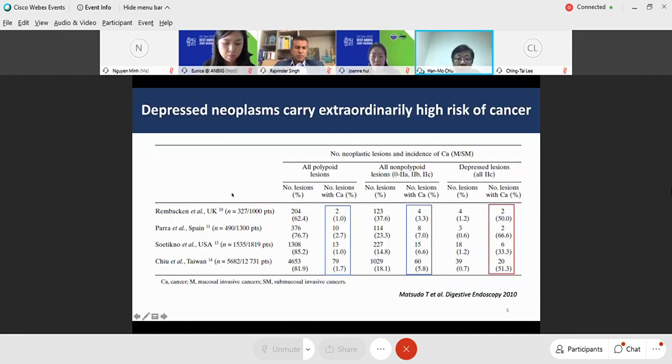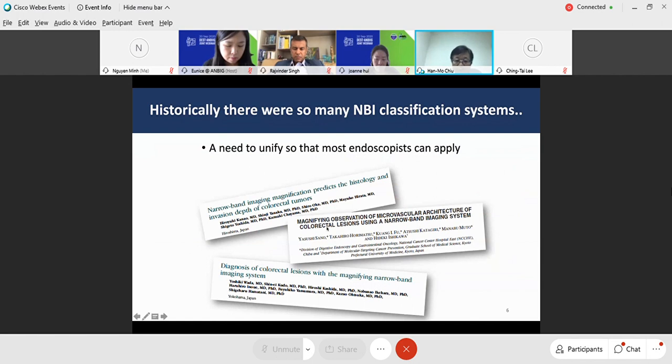So another important morphology is depressed morphology, including the Paris 2C, 2A plus 2C, or 2C plus 2A. So you can see this systematic review from four different countries. It showed that if the lesion has a depressed morphology, then the risk of invasive cancer or high-grade dysplasia is extraordinarily high.